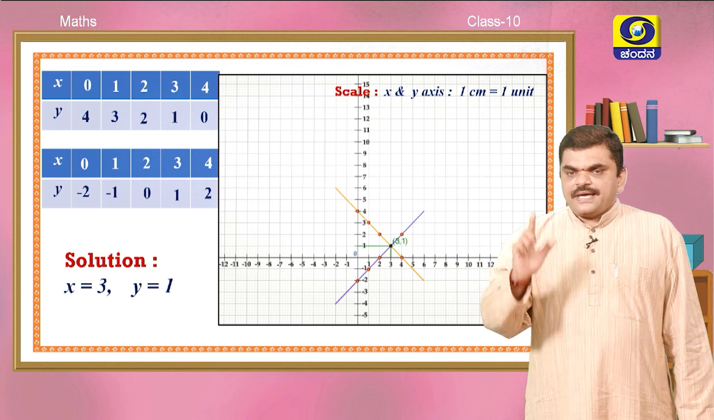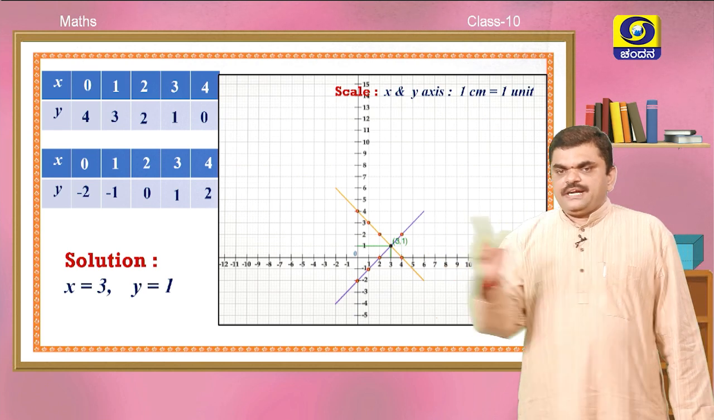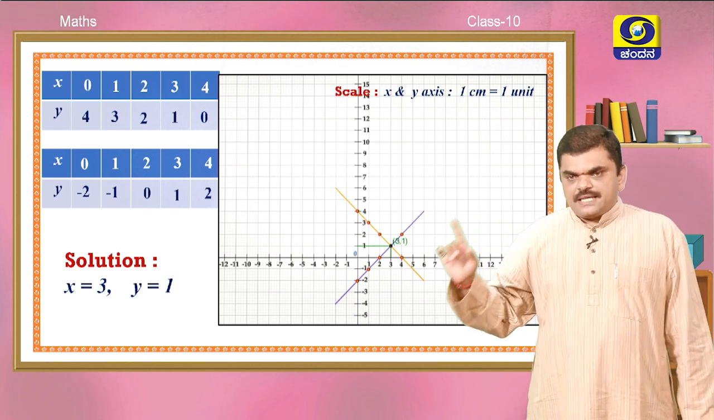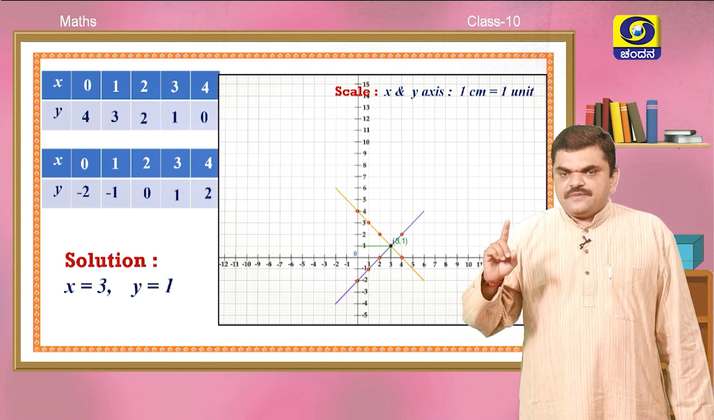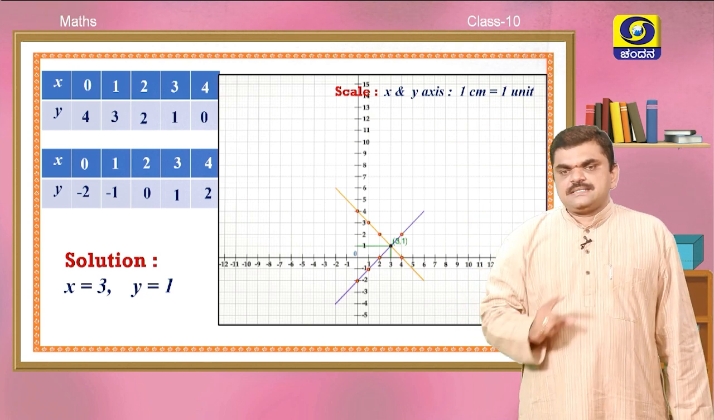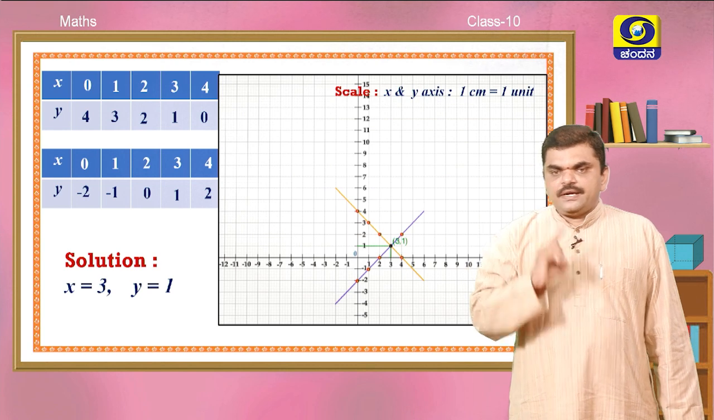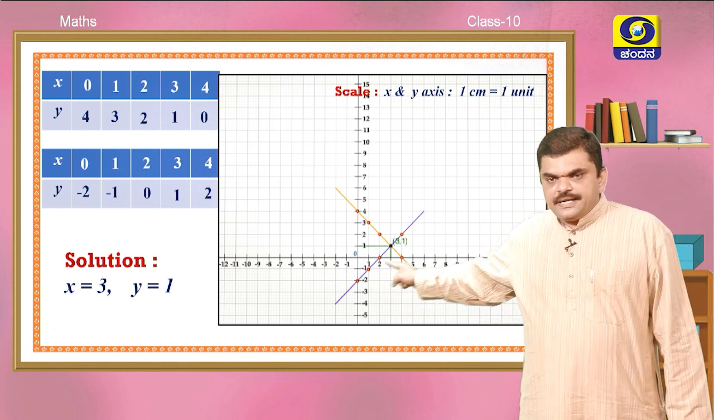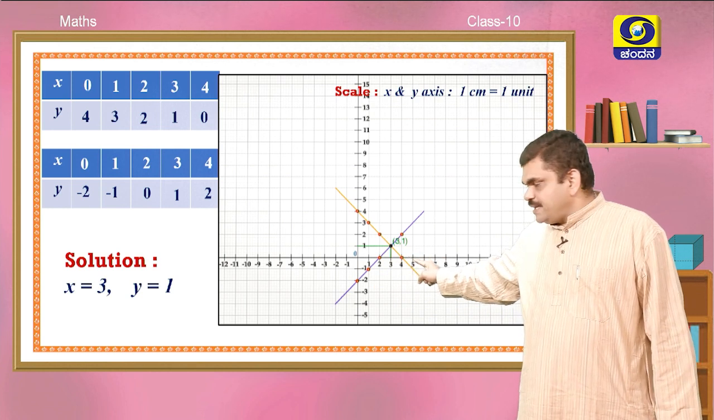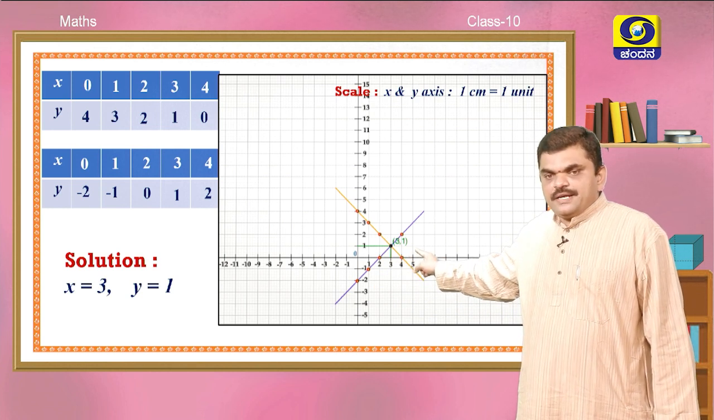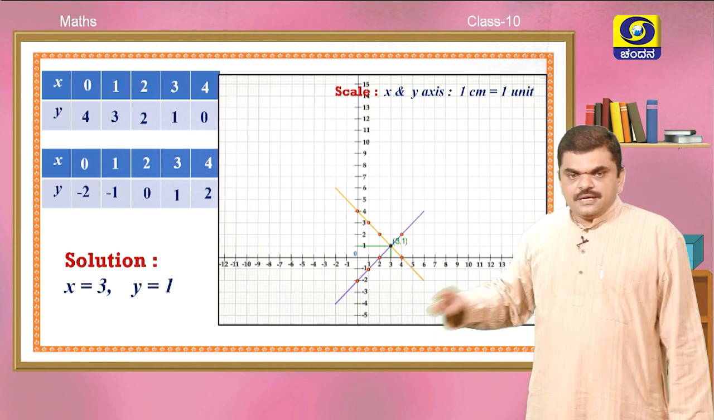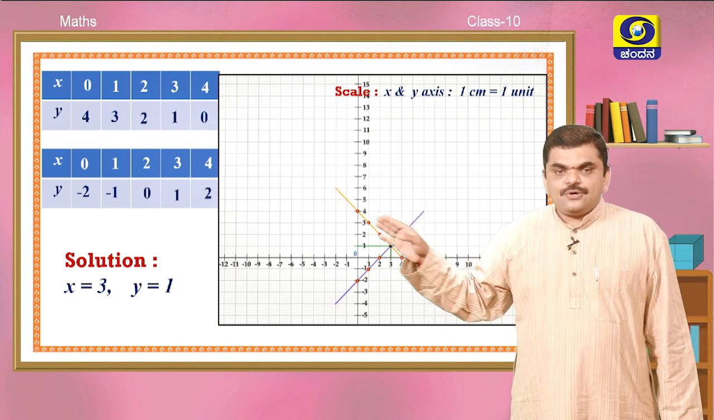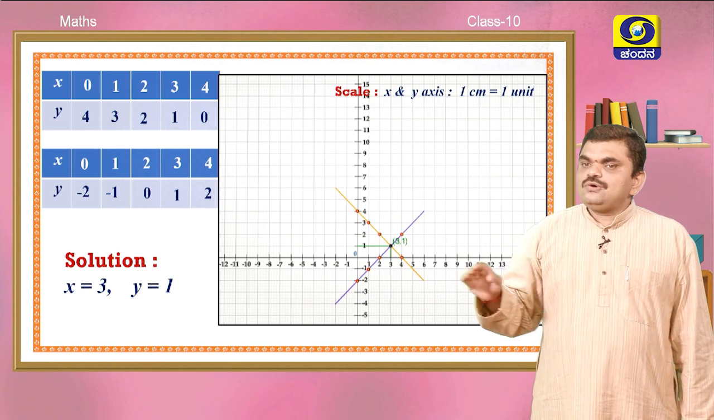The distance between the y axis and that point is 3 units, that is the x coordinate, and the distance between that point and the x axis is 1 unit, that is the y coordinate. The solution is 3, 1. Here the x coordinate is 3 and the y coordinate is 1. So the solution here we write as x is equal to 3 and y is equal to 1, children.